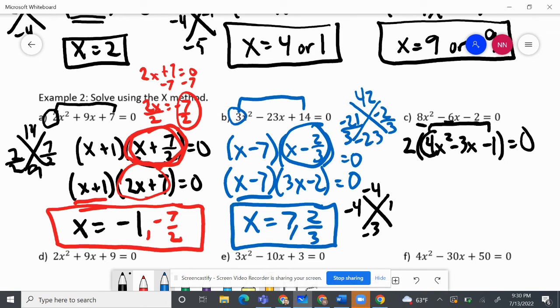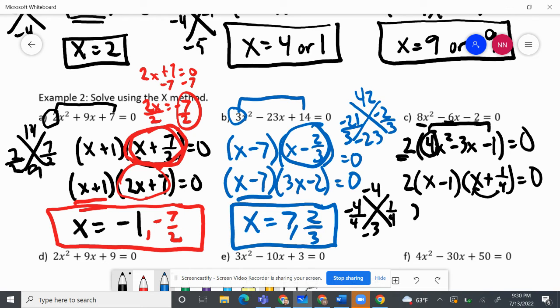Our leading coefficient here is 4. Remember, we took out the 2, so we don't include it. We're just looking at the 4. So we're dividing each of these by 4, and that gives us x minus 1, and then we have x plus 1/4. Bottoms up, and we get x minus 1 and 4x plus 1 is equal to 0.